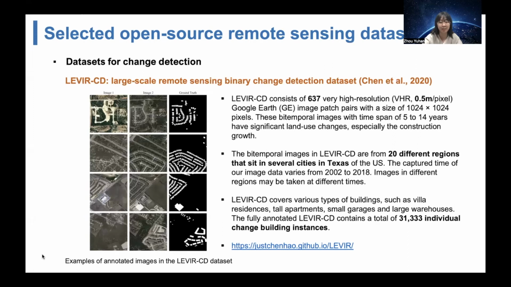The images in this dataset come from 20 different regions that sit in several cities in Texas of the United States. It contains a total of around 31,000 individual changed building instances.